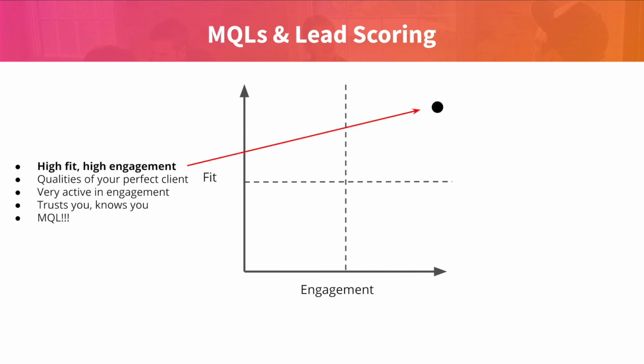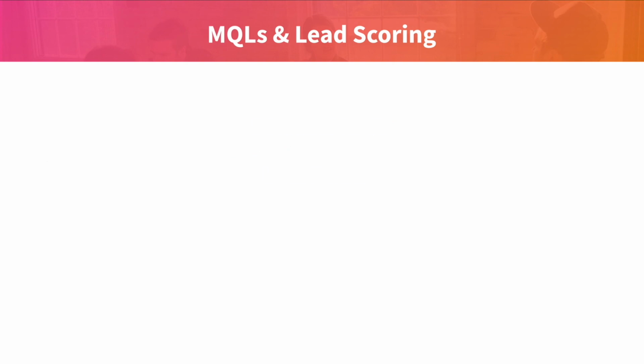And then lastly, on the top right, we have high fit, high engaged audience. These are our prospects that are our marketing qualified leads. This is what the MQL is. They're very active. They're very engaged. They're high fit. They know who you are. Those are the perfect kind of customers or prospects that we want to work with. So those are the ones that we want to spend pretty much all of our time focusing on.